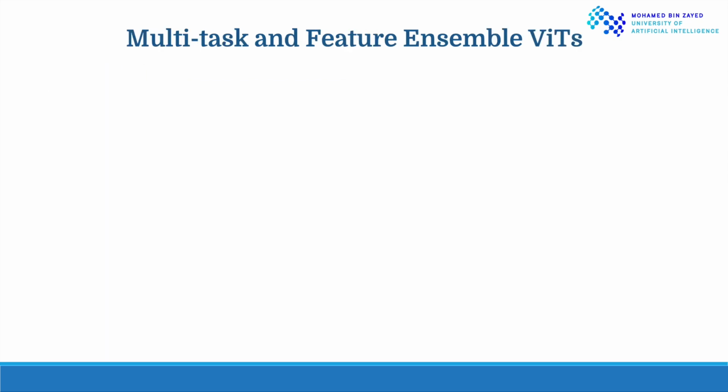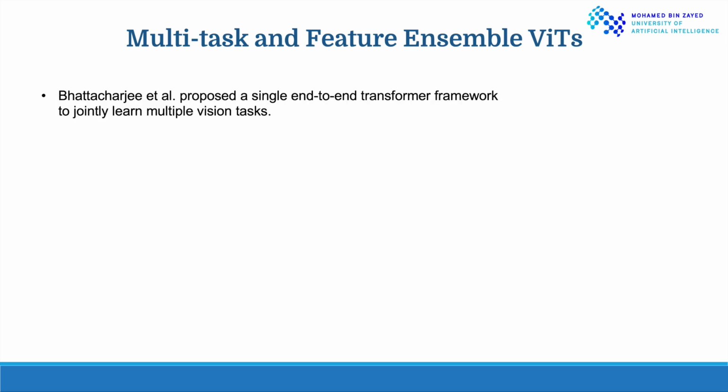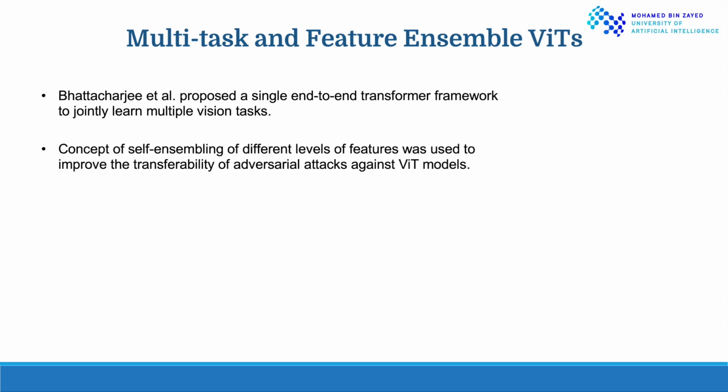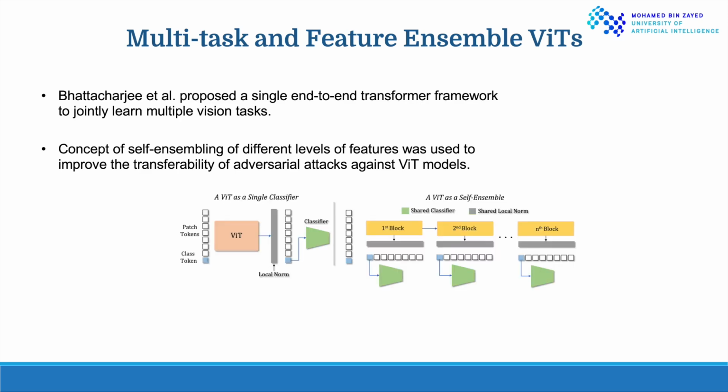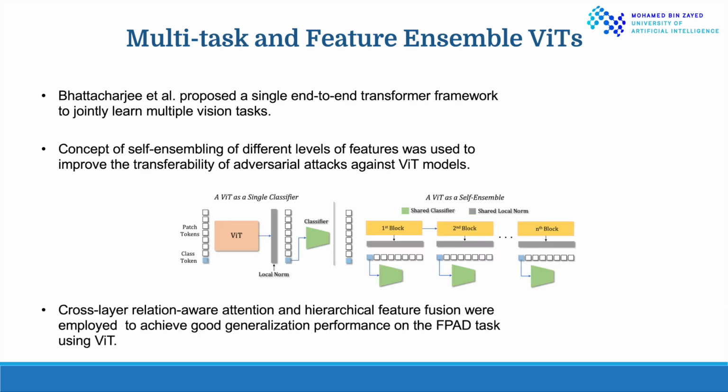ViTs have been employed for jointly performing multiple tasks. Bhattacharjee and others proposed a single end-to-end transformer framework to jointly learn multiple vision tasks. And the concept of self-ensembling of different levels of features was used to improve the transferability of adversarial attacks against ViT models. Finally, a cross-layer relation-aware attention and hierarchical feature fusion were employed to achieve good generalization performance on the face presentation attack detection task using ViT.